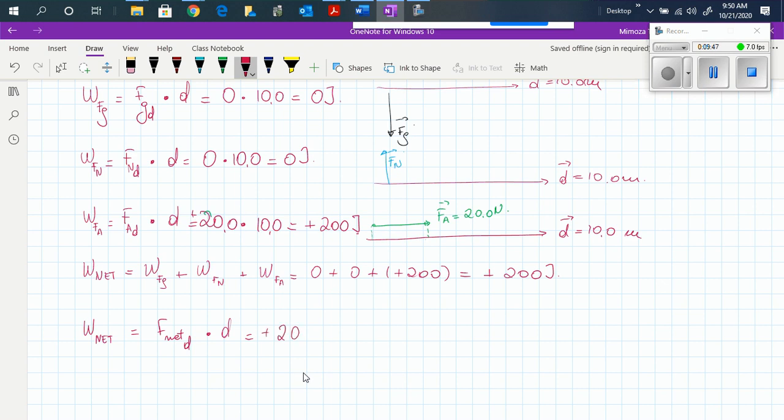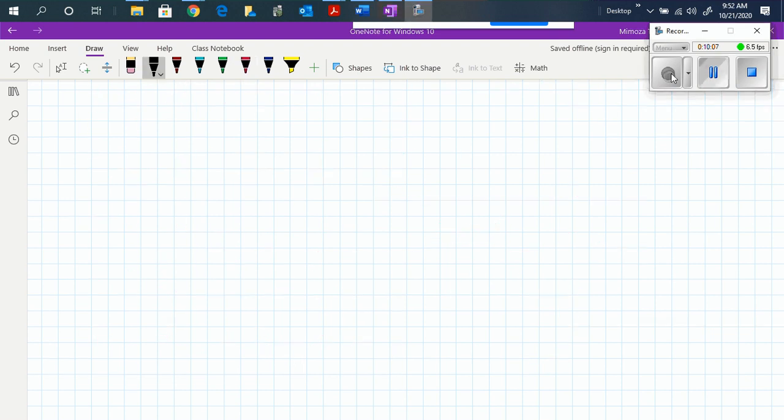So it will be positive 20 times 10. It should actually be positive 10. Positive and positive is positive. So 200 joules. And this is how you check that your work is correct. Okay, so let's continue now with a different situational diagram.